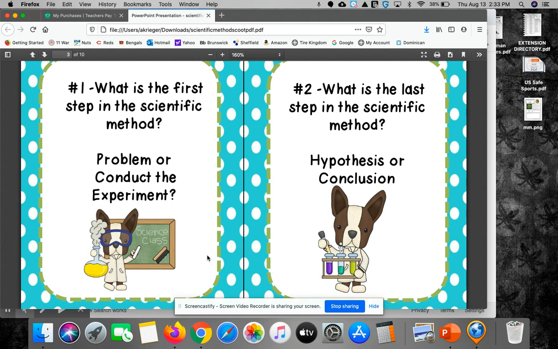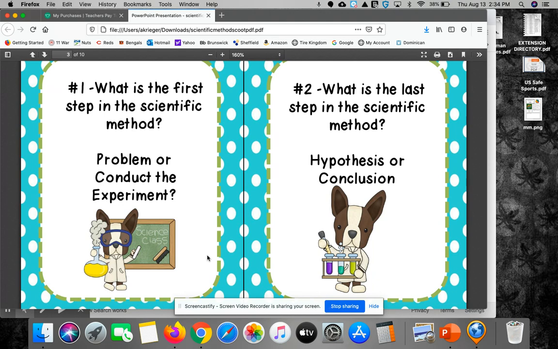Number 1, what is the first step in the scientific method? Is it to find the problem or conduct, which means do the experiment? 5 seconds to think about it. And the answer is find a problem.